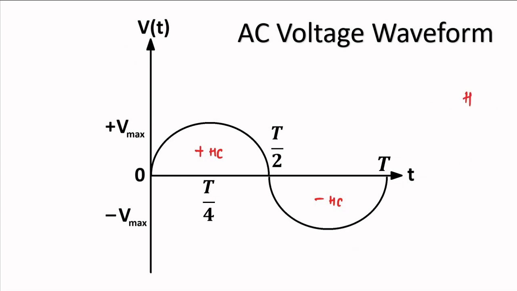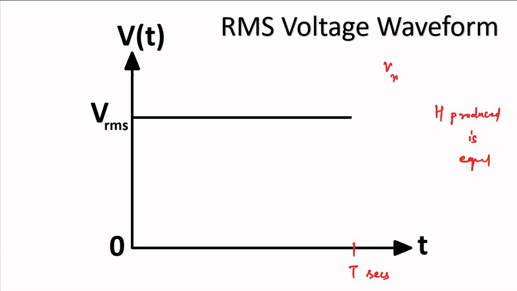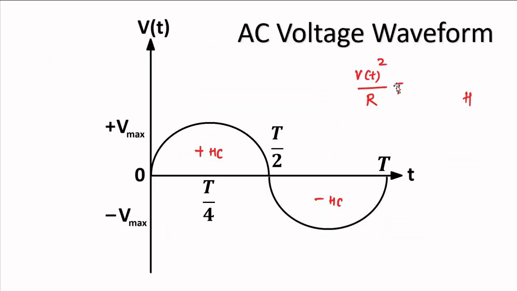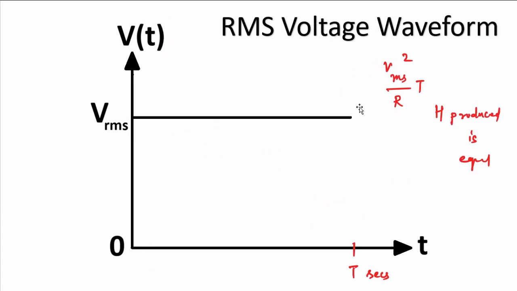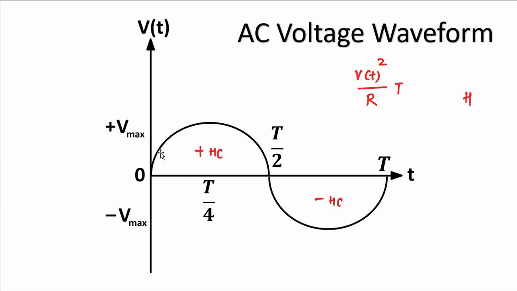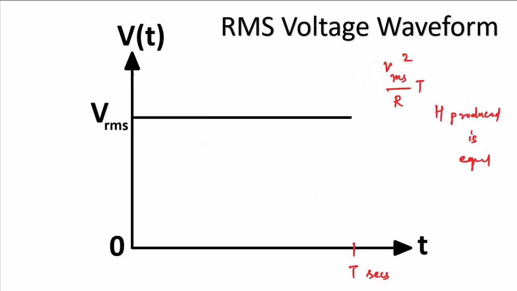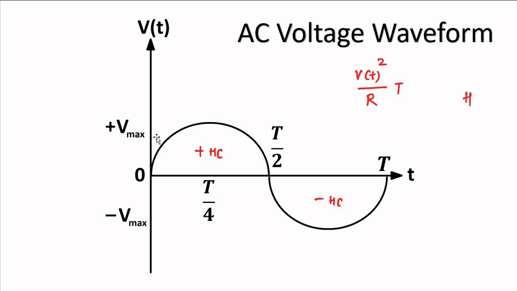That means Vt square by R into T is the same as Vrms square by R into T. This expression we have used. What we are trying to say is that this DC voltage, which is called the RMS voltage waveform, is the equivalent representation of this AC voltage waveform. This is the AC equivalent, this is the DC equivalent.